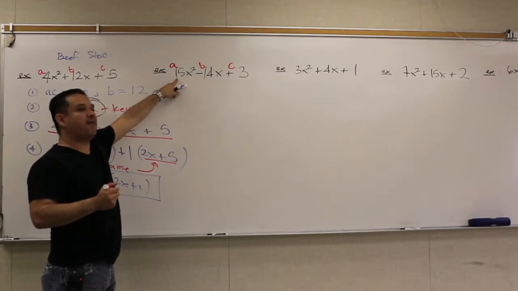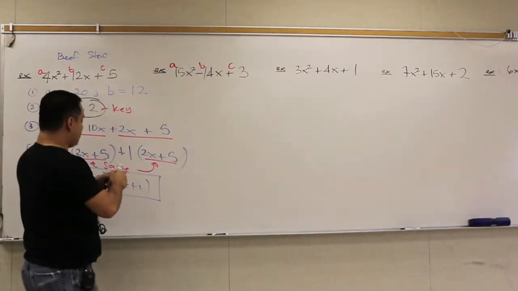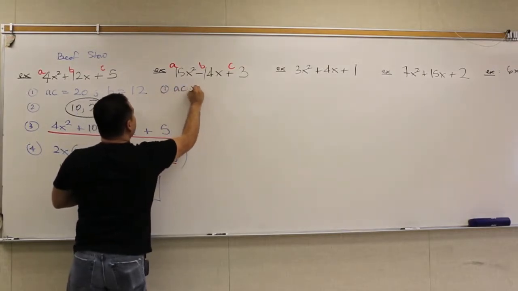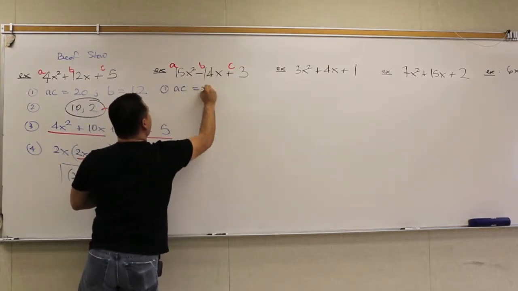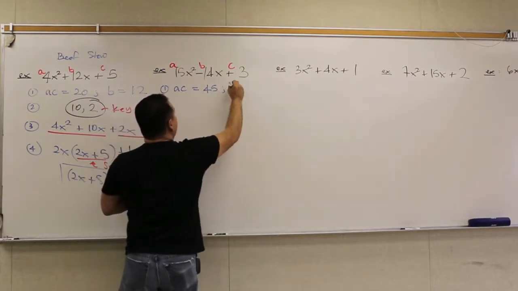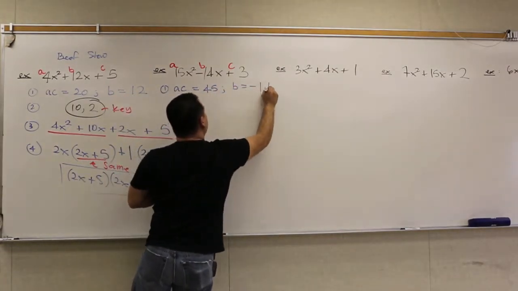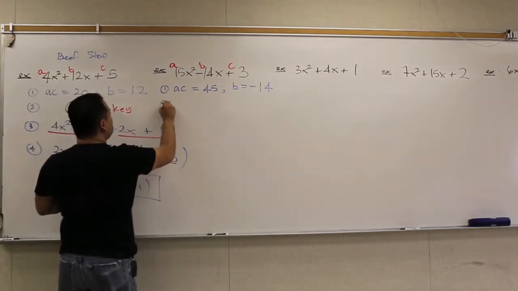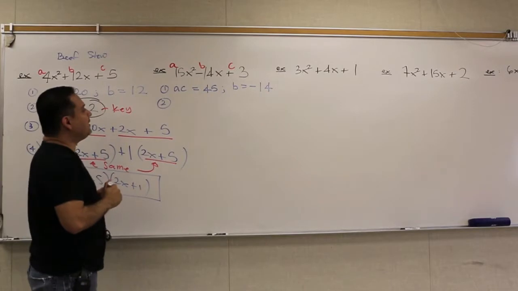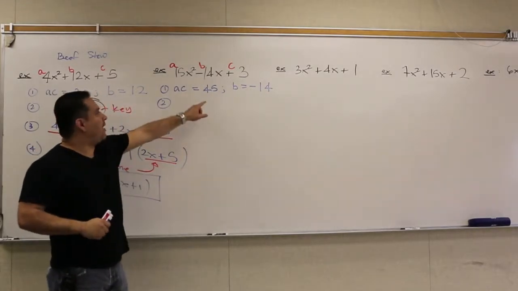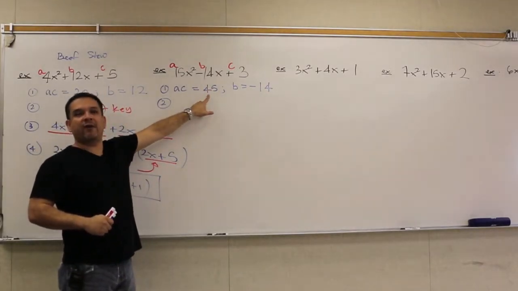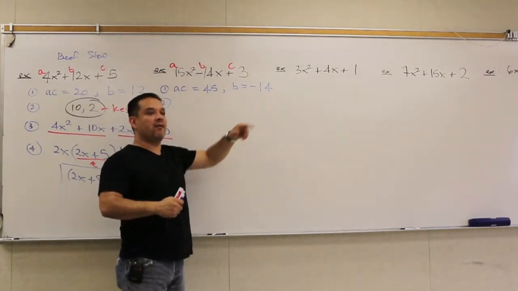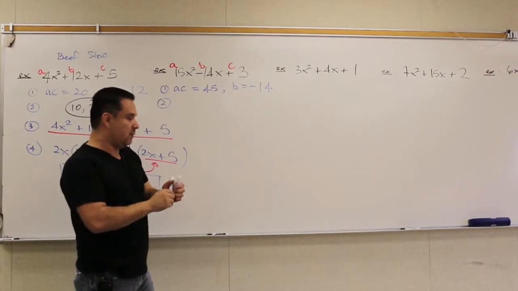That value of A is 15. It's not 1. So step number 1, the product of A and C, 15 times 3, isn't that 45? And then the sum B has to be negative 14. Step number 2, the key step. What two numbers multiplied together is a positive 45, but when added is negative 14? Well, you're going to say 9 and 5.